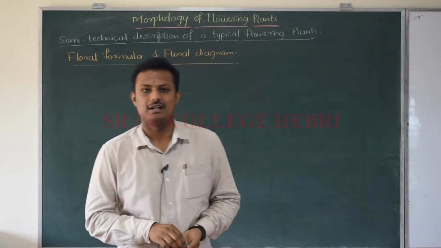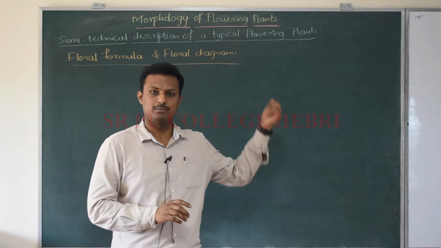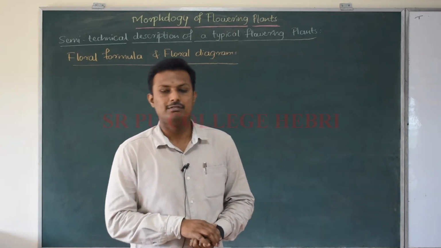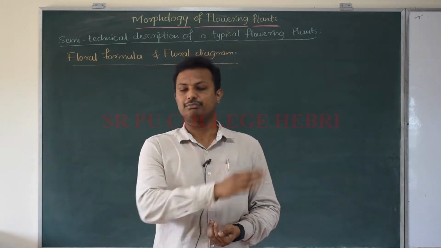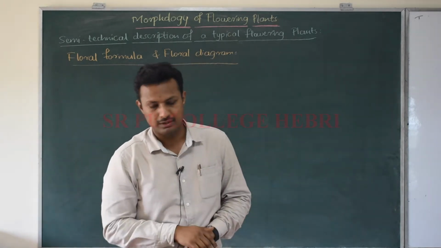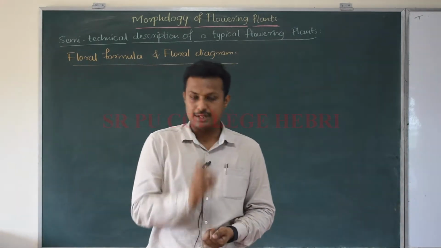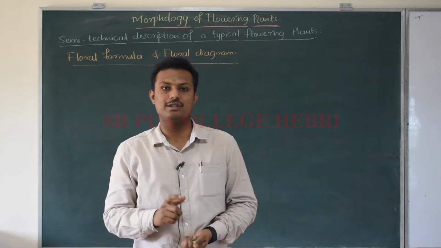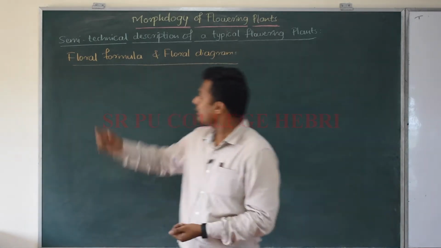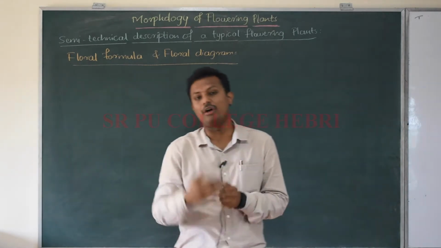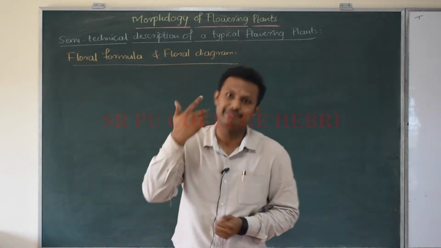Hello students. In the previous session, we had studied until the seed in the chapter of Morphology of flowering plants. We have looked into the characteristics of different parts of the plant right from the root until the seed. Right? And in today's session, let us learn how to represent all these characteristics of a flowering plant in a symbolic way. Or you can say the representation of the characteristics of a flowering plant in a semi-technical way.